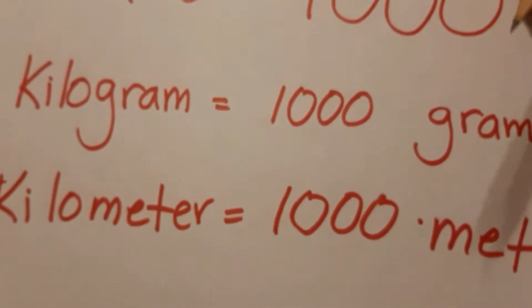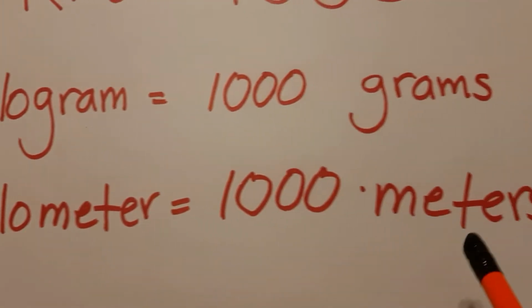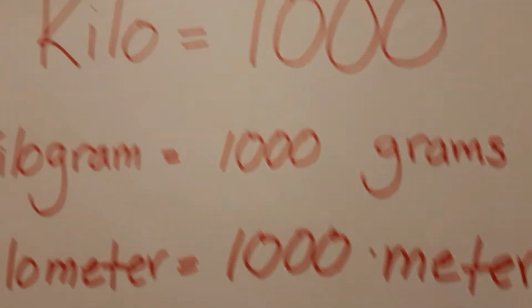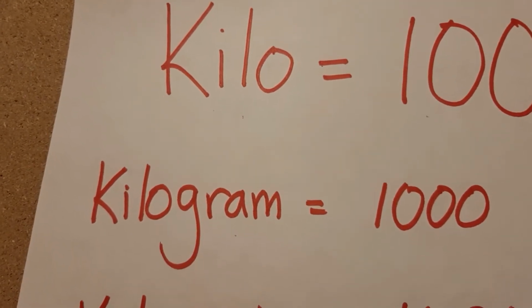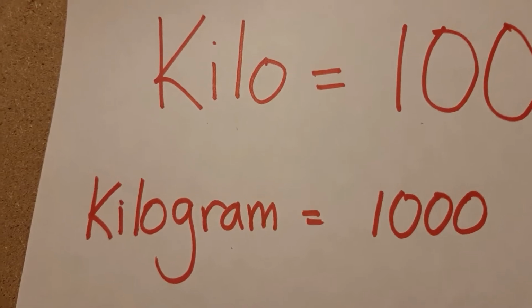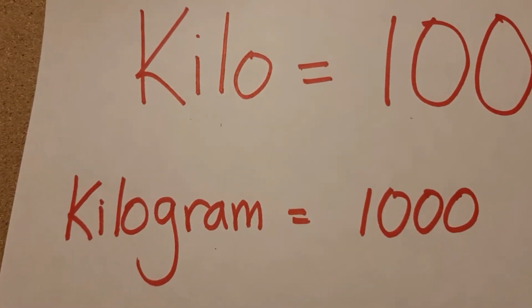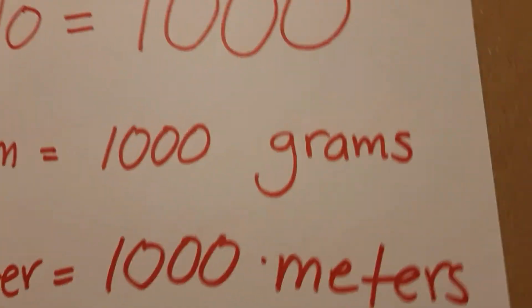Here's another word. Kilometer. That equals 1,000 meters. So anytime you see the prefix kilo, it means 1,000 of whatever comes after it. So what would a kiloliter be? Well, that would be 1,000 liters. All right, we're going to talk more about that tomorrow, but I wanted to give you a preview.